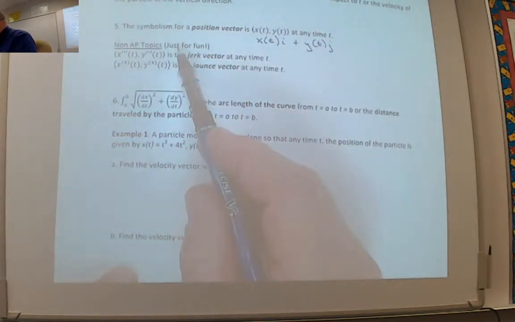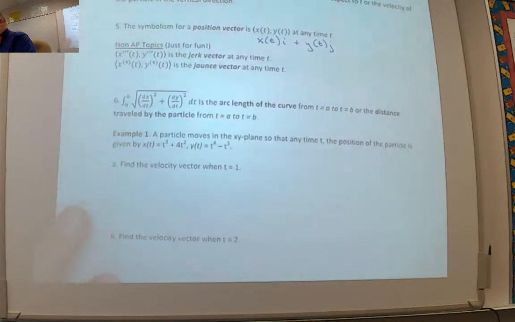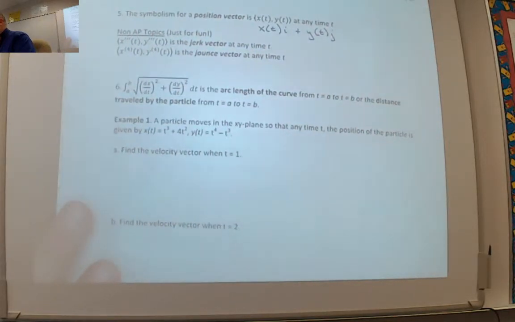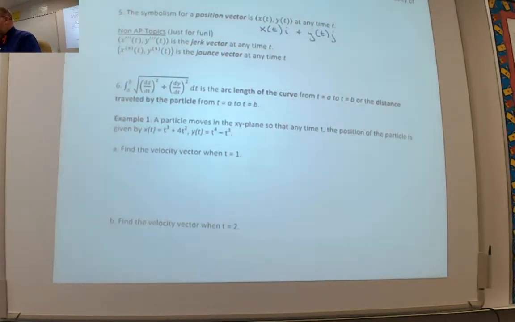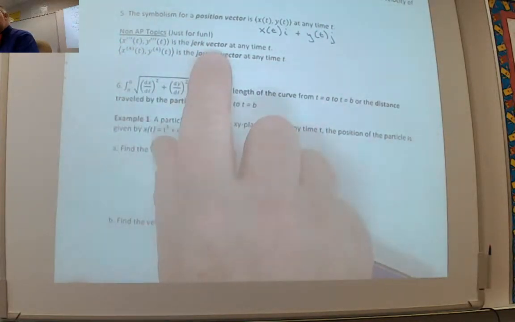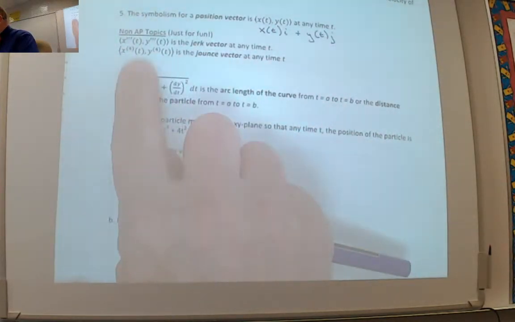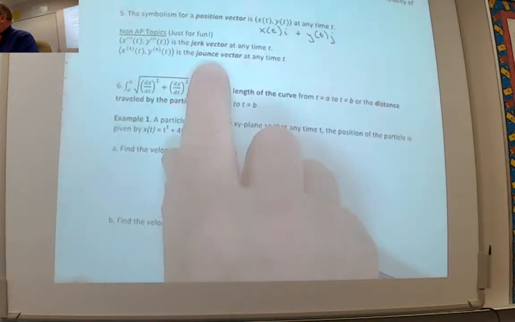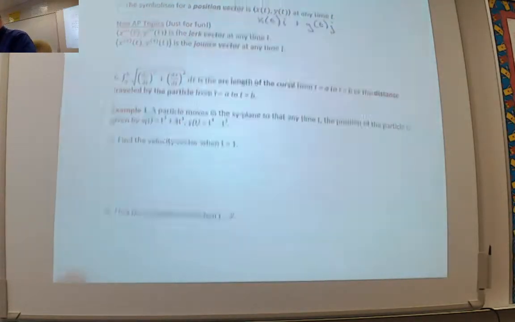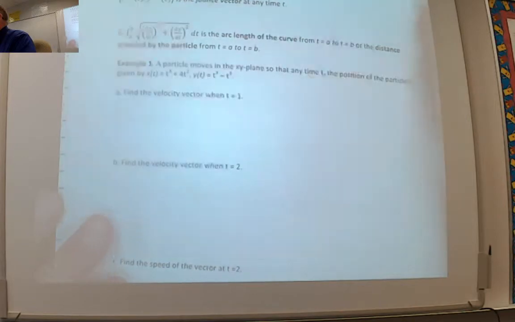Somebody a couple of years ago asked, is there a third derivative and a fourth derivative? And I said, I have no idea. So I looked it up. If you take the third derivative, it's called the jerk vector. And if you take the fourth derivative, it's called the jounce vector. Okay? And so when you bounce a ball, it's the rate at which the elasticity of the ball changes. That's really cool. Again, something you won't need to know, but I thought it was interesting.